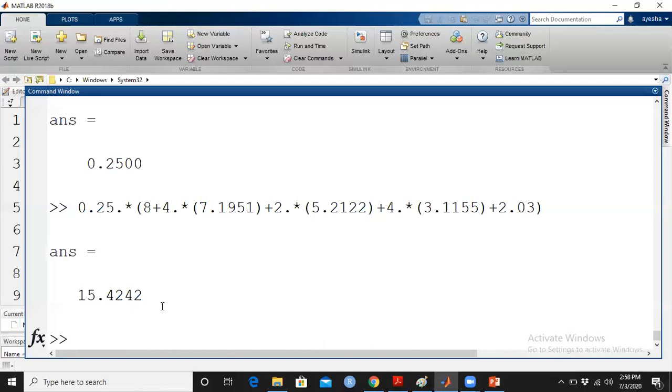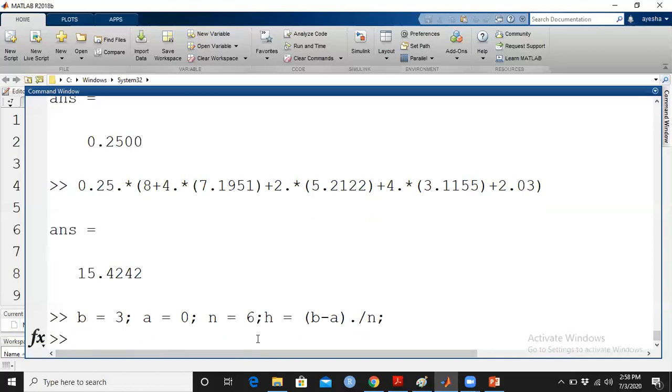15.4242. Now the next task is to change the step size and to change the number of segments. Let me make it 6. I am very confident that now the step size will also change. What is h? H is b minus a divided by n. And I repeat, you can do all of this on your notebook as well. So no excuse that you cannot use MATLAB, no problem, do it on your notebook. That is why I'm using a very simple syntax.